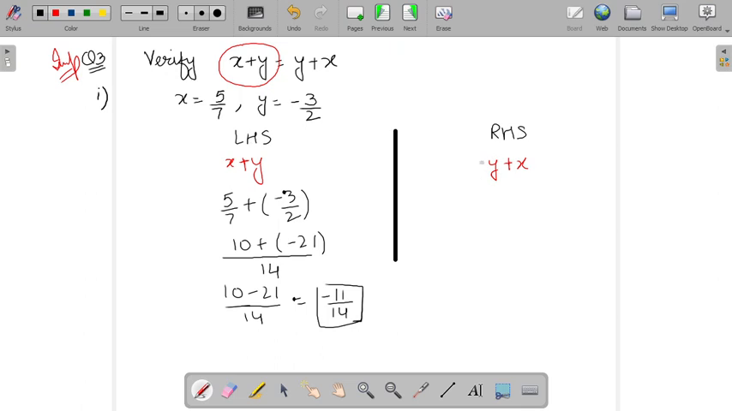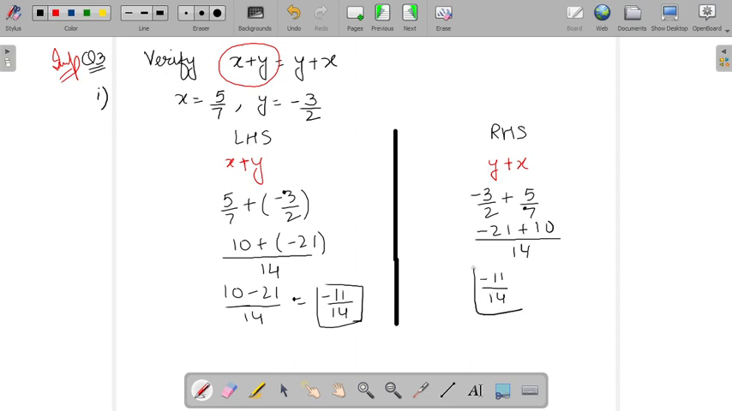Now here it is written y. So the value of y you will take first. So minus 3 by 2 plus the x value in this question, which is 5 by 7. So instead of x you will take 5 by 7. Now same procedure you will follow. Take its LCM. So LCM will be 14. So minus 21 plus 10. So solve it further. What should it be? Minus 21 plus 10. So it would be minus 11 by 14.